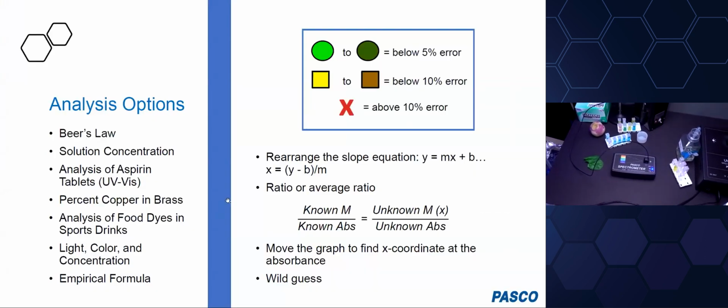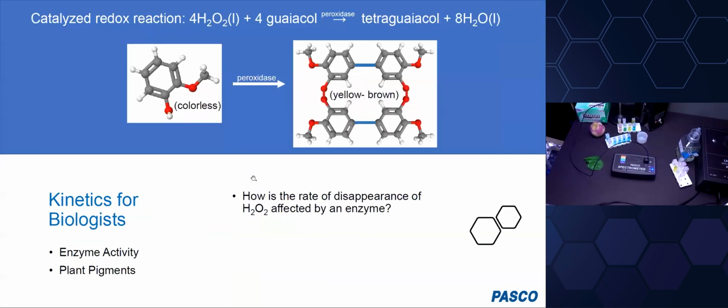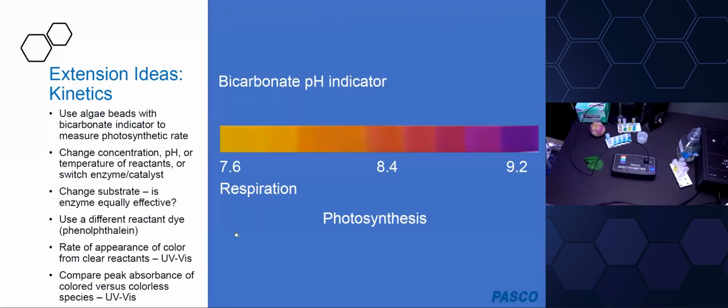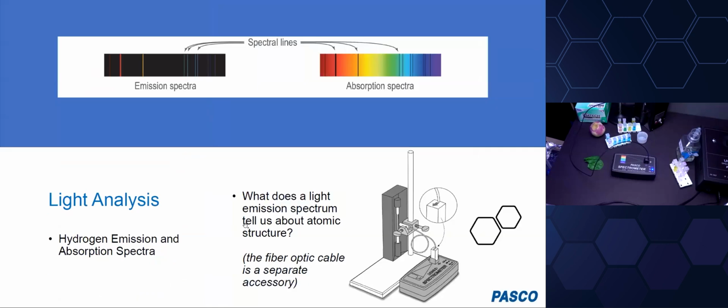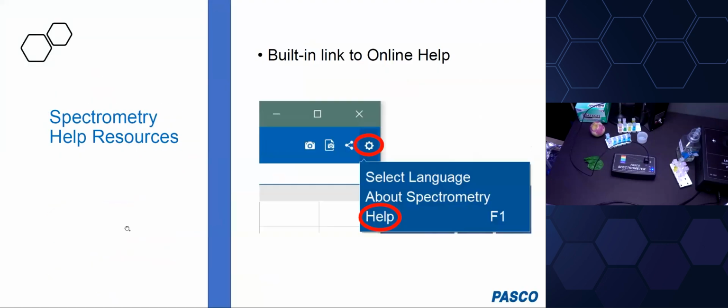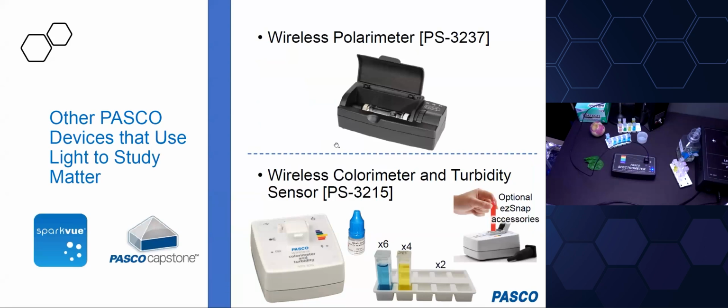And let me move to this presentation here. So we are going to come back to this, kinetics for biologists with enzyme activity and plant pigments. One thing I wanted to mention is there are other instruments we have to study matter with light. We have the polarimeter, the colorimeter, and turbidity sensor.